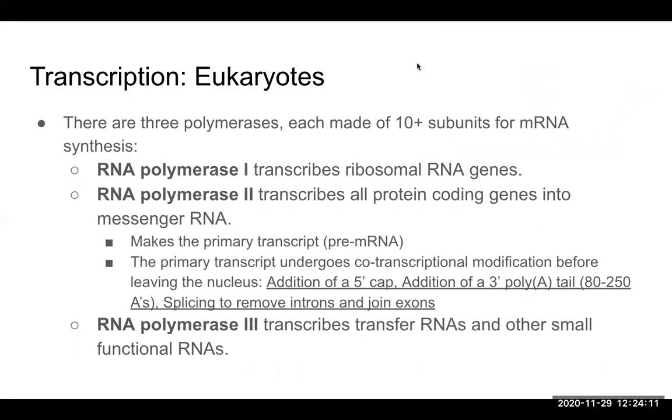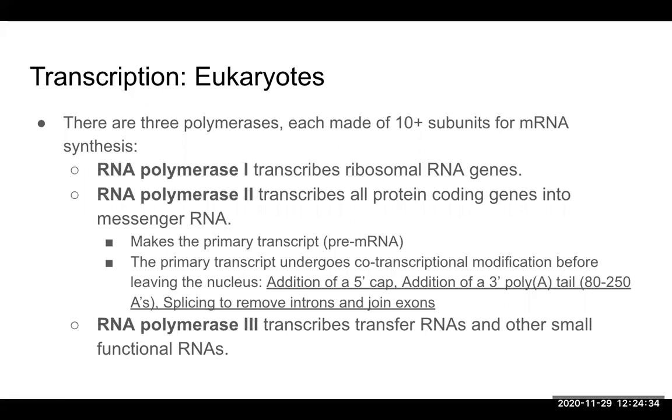So going into eukaryotes now, there are actually 3 polymerases, each made of about 10 plus subunits. You have RNA polymerase 1, which transcribes ribosomal RNA genes. RNA polymerase 2 transcribes all protein coding genes into messenger RNA.